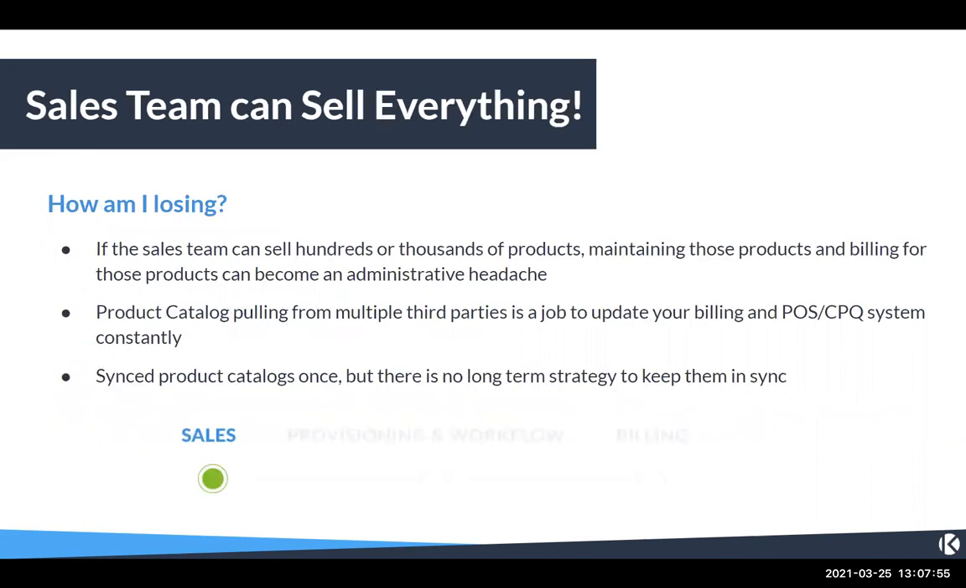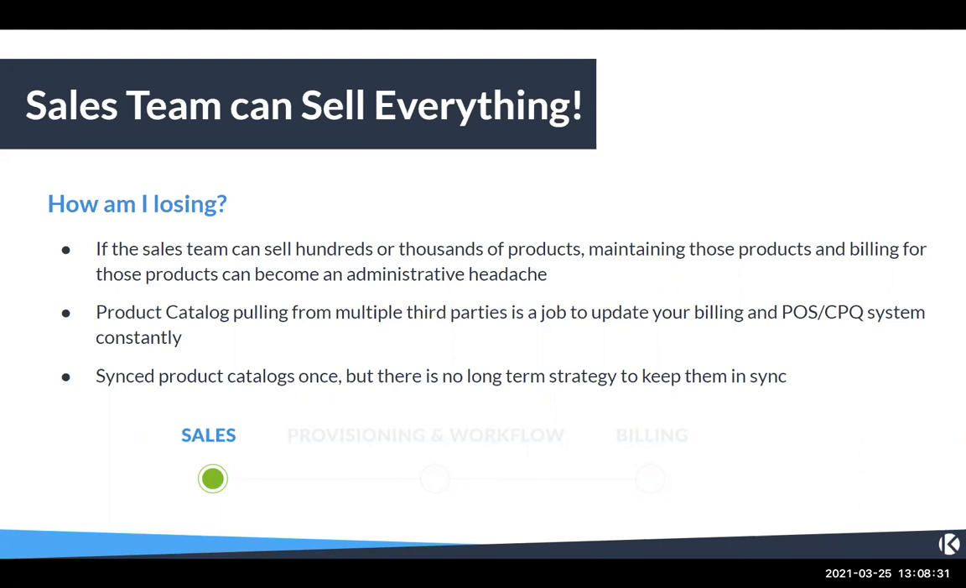All right. So sales team can sell everything. How are you losing money because they can sell everything? Well, if your sales team can sell hundreds or thousands of products, basically you guys know this even better than I do. Maintaining those products and billing for them can become an administrative headache. So what should your sales team be able to sell, and who owns that product catalog, and how is it updated?